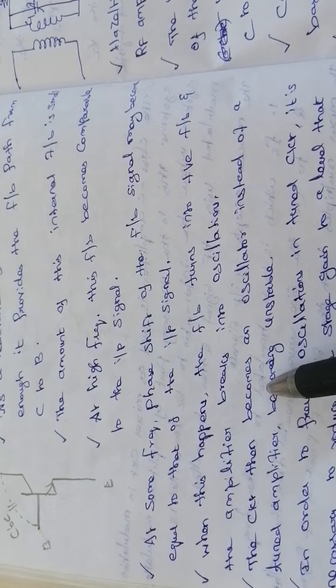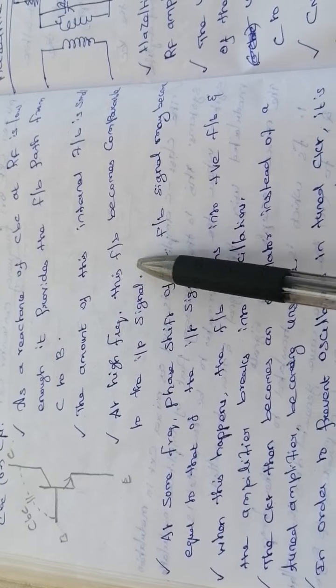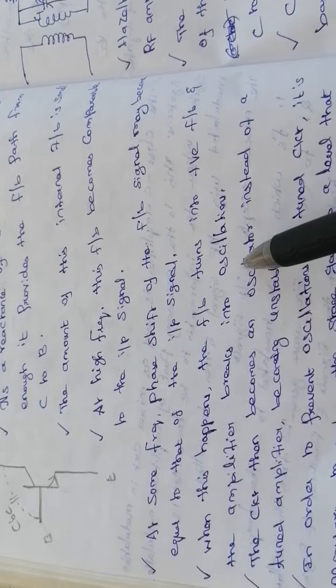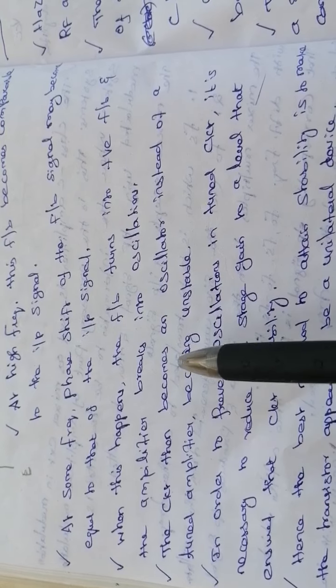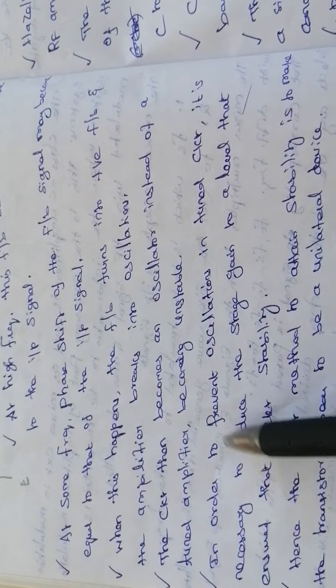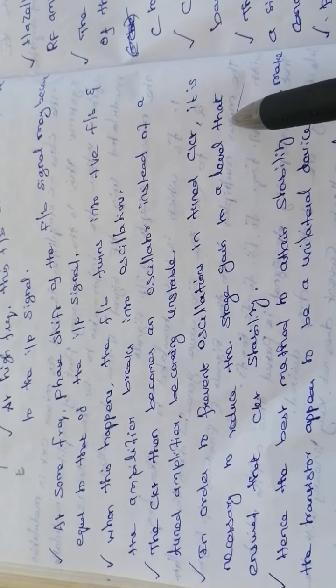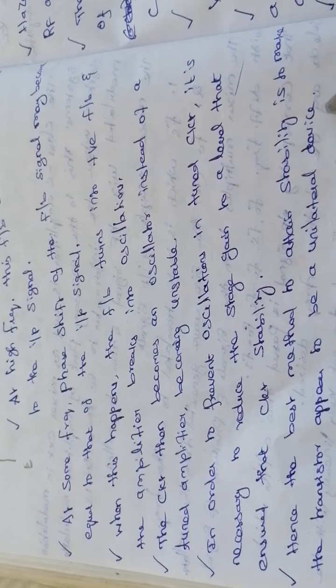The amplifier then breaks into oscillations, because with positive feedback it acts as an oscillator. The circuit becomes an oscillator instead of a tuned amplifier, so it becomes unstable. In order to prevent oscillation in a tuned circuit, it is necessary to reduce the stage gain to a level that ensures the circuit is stable. Hence the best method to attain stability is to make the transistor appear to be a unilateral device.